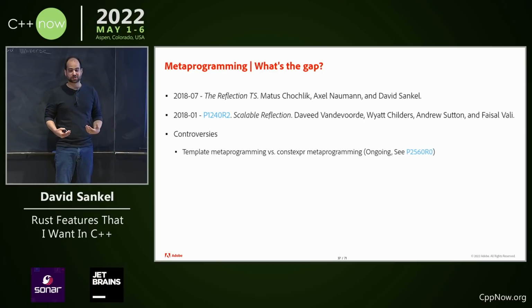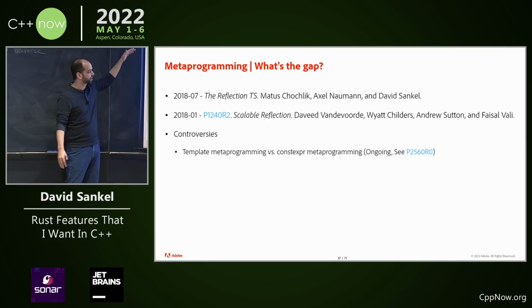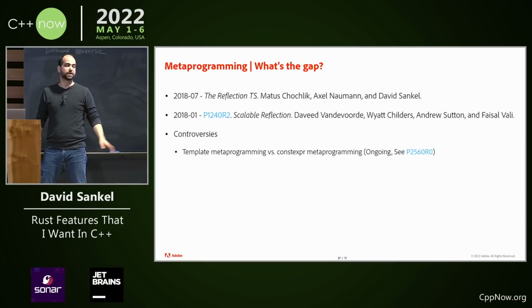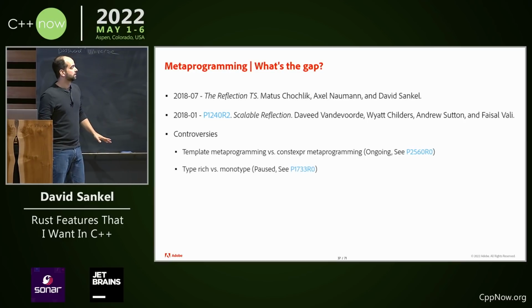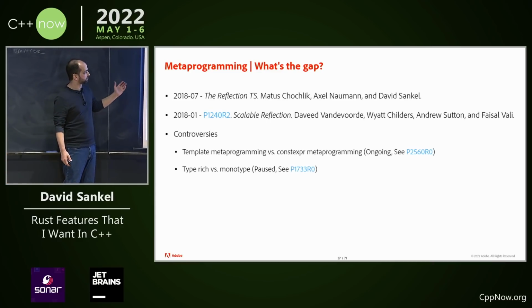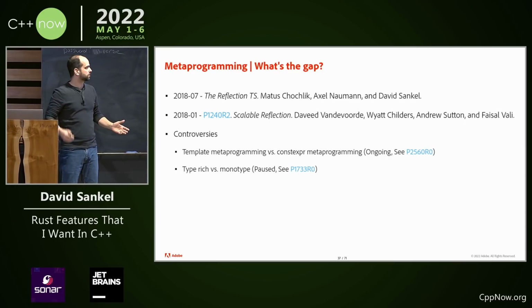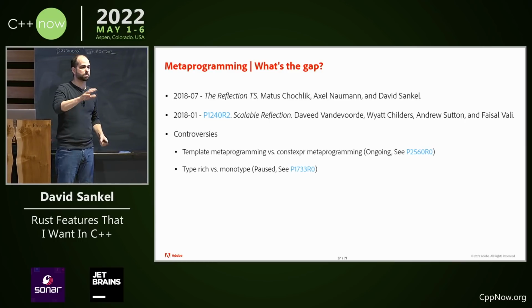Again, my position is I don't really care if it's a bit ugly. I just want the feature. So I would be completely happy if we just took the reflection TS and threw that in the standard and continued working on making something better. But I think I'm definitely in the minority there. There's also a big controversy about whether we want a type-rich or a monotype kind of library. Type-rich means that if you reflect upon a type, you get a meta type. If you reflect on a value, you get a meta value.